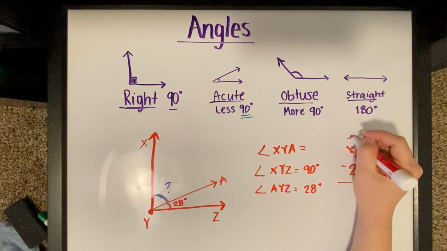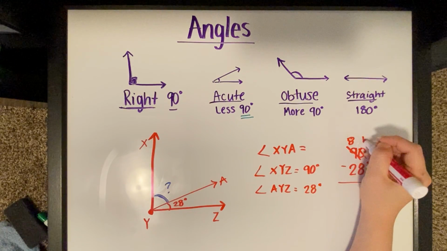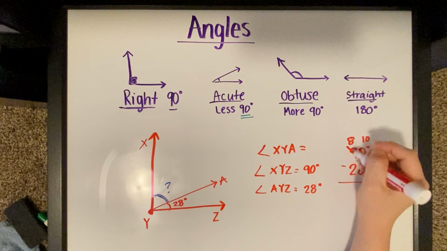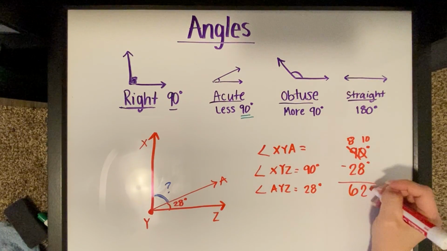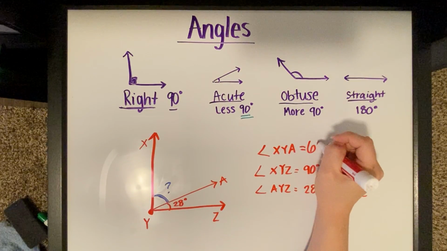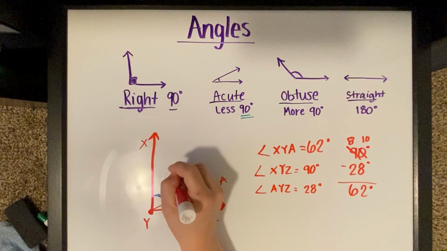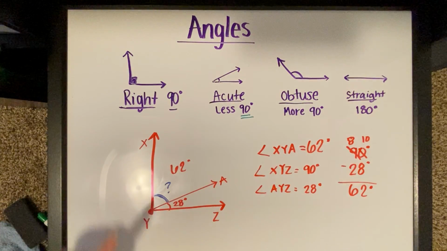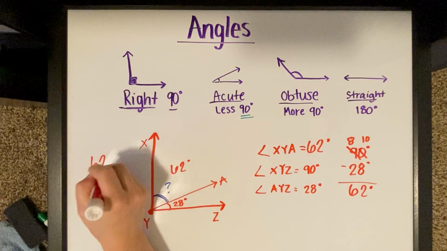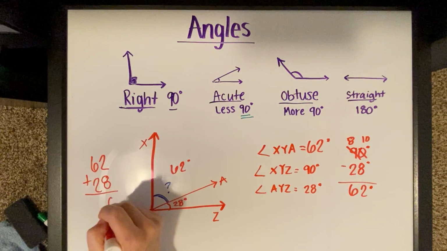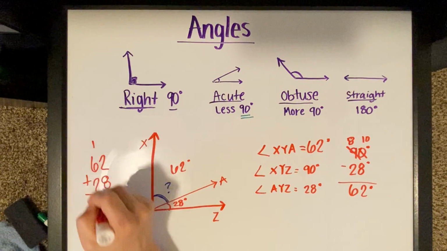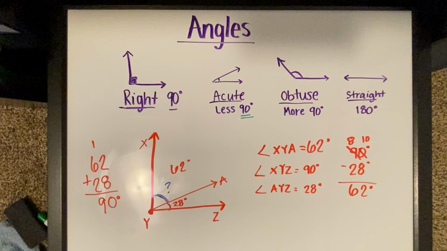When I do that math, 10 minus 8 is 2. 8 minus 2 is 6. I get 62 degrees. Now I can check that with addition. If my whole angle is supposed to be 90, that means 62 plus 28 should equal 90. 6, 7, 8, 9, and it does. It equals 90 degrees.